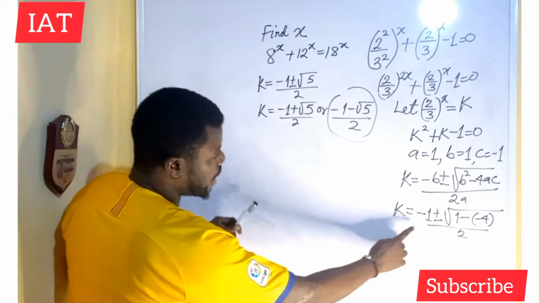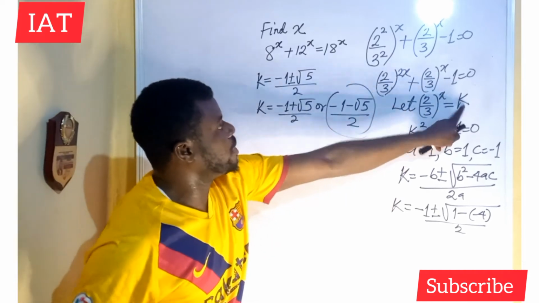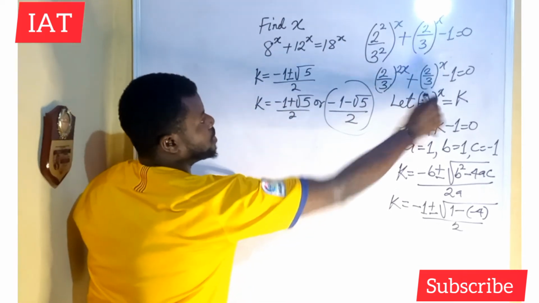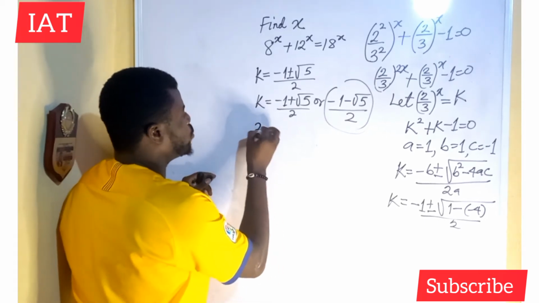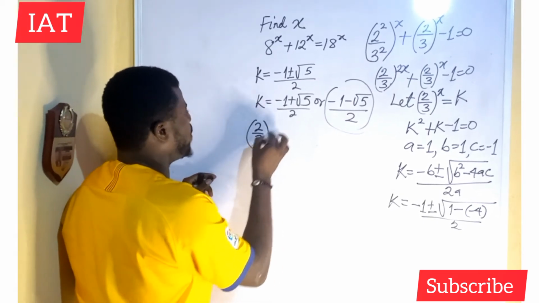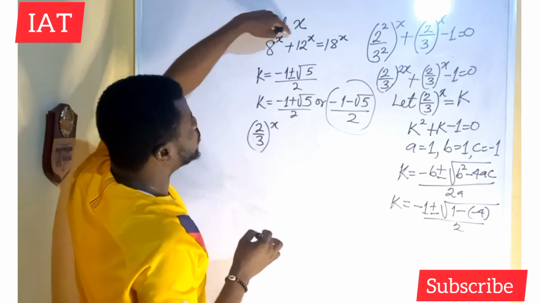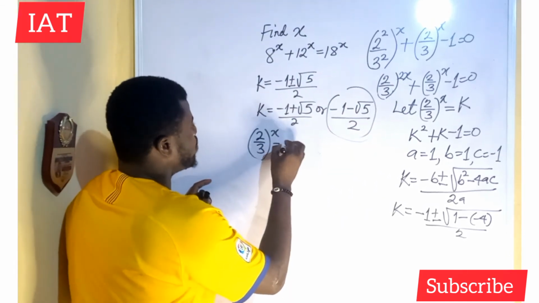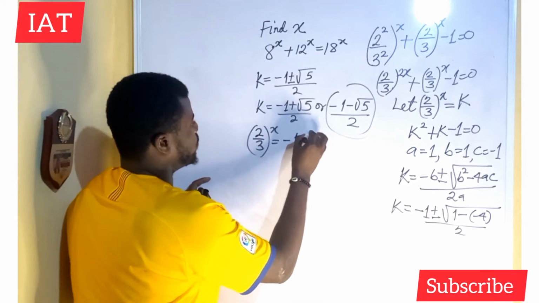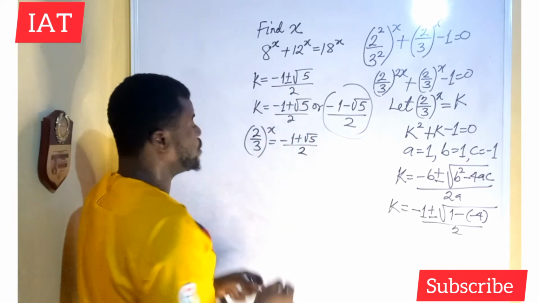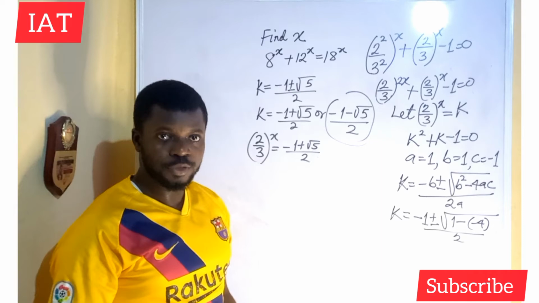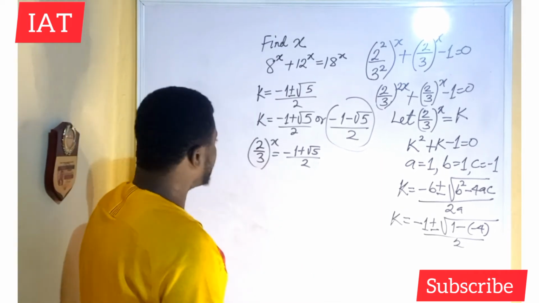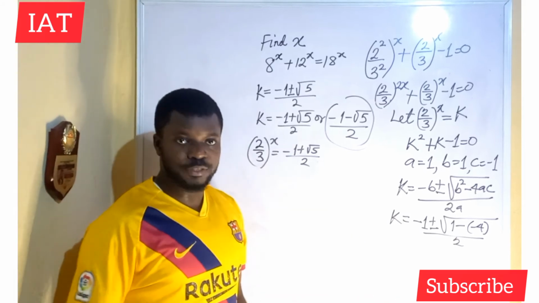So at this point, our k, recall that our k is this expression. So in place of this k, I will replace it with this expression. So I will have 2 over 3 all to the power of x. The concern is to look for x. So we want to get rid of the k. Equal to minus 1 plus root 5 over 2. At this point, I don't know what to do. So what can we do at this point, my viewer? Tell me. I think we're going to take the logarithms of both sides of the equation.